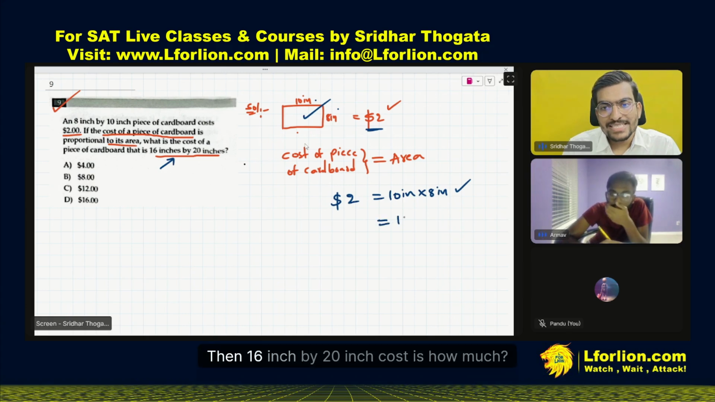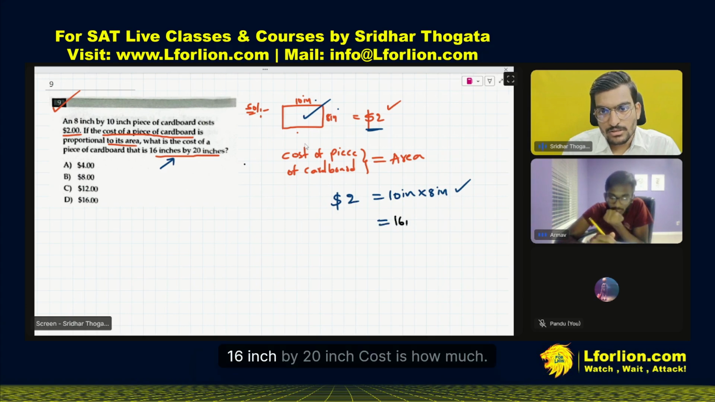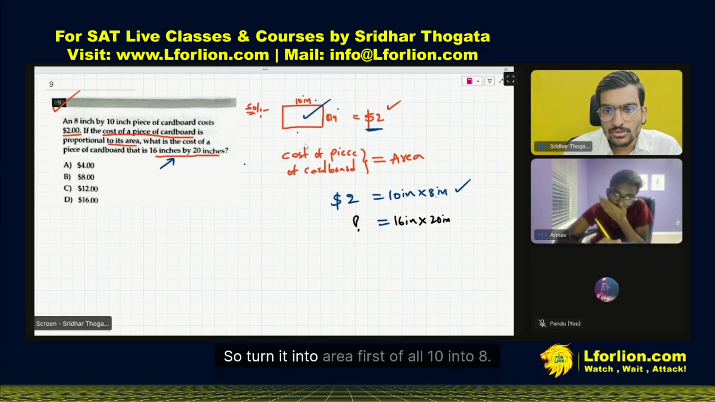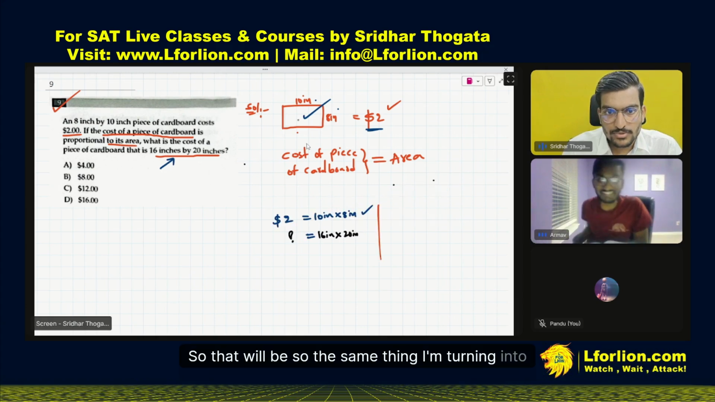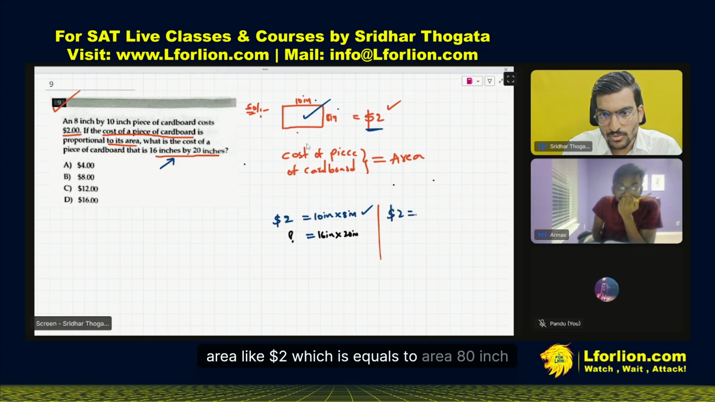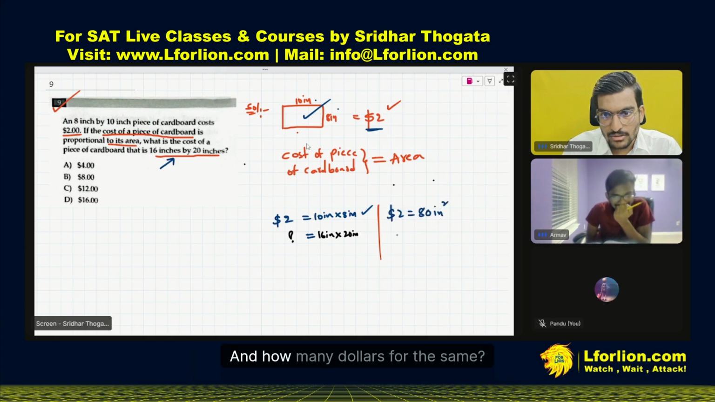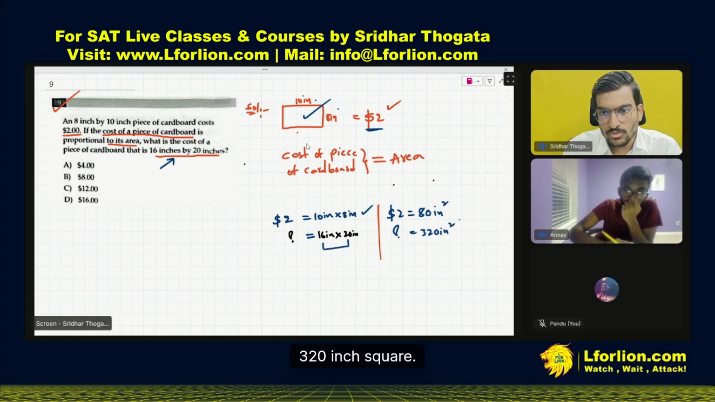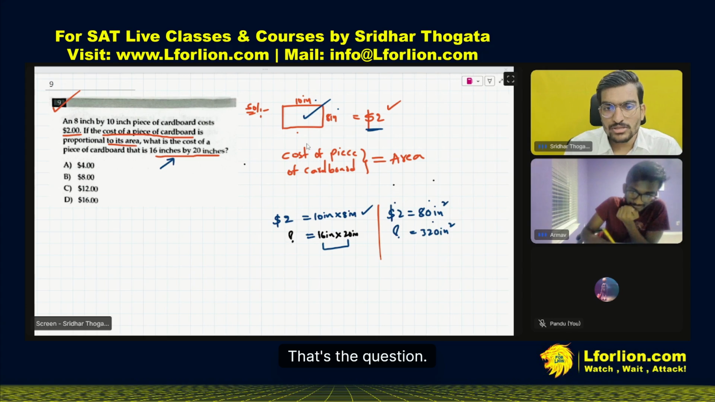They gave 10-inch by 8-inch, and the cost is $2. Then 16-inch by 20-inch cost is how much? So how can we do that? Turn it into area first. 10 into 8, the same thing I'm turning into area, so $2 equals 80 inch square. And how many dollars for 16 into 20, which is 320 inch square. So 80 inch square is $2, 320 inch square is how much? That's the question.